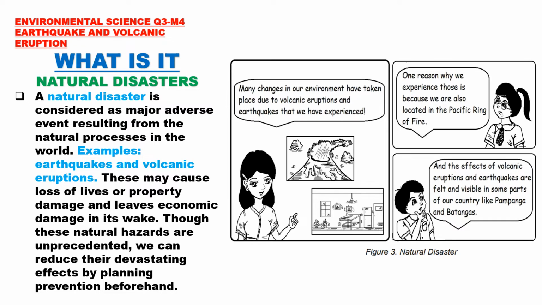So what is a natural disaster? A natural disaster is considered as major adverse event resulting from the natural processes in the world. Examples of natural disasters are earthquakes and volcanic eruptions. This may cause loss of lives or property, damage, and leaves economic damage in its wake. Though these natural hazards are unprecedented, we can reduce their devastating effects by planning prevention beforehand.